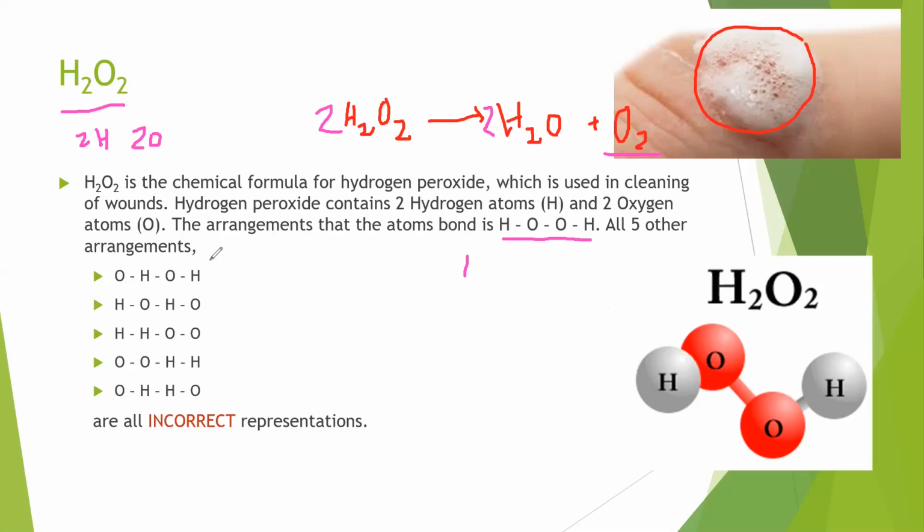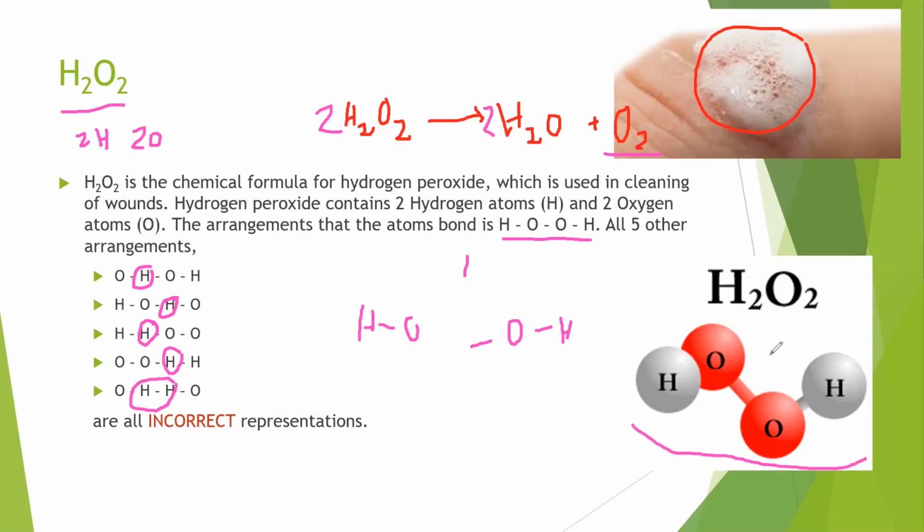Like in all of these 5 examples, they're incorrect representations because this hydrogen is forming 2 bonds, and we know hydrogen cannot have 2 bonds because it doesn't have 2 electrons. This hydrogen violates that rule. This hydrogen violates that rule. This hydrogen doesn't validate that rule, and these 2 both break that rule. So that's why it must be HOOH, like this way.